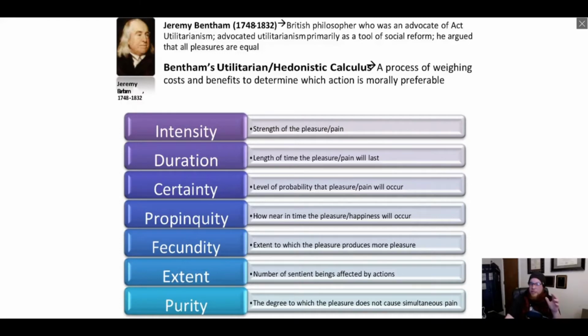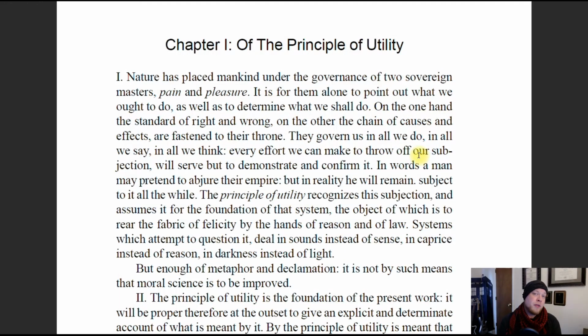like David Hume, Jeremy Bentham is probably the first well-known utilitarian. So what we're going to do is get into a little bit of his book, Principles of Morals and Legislation. Let's start at the beginning. First off, he begins this work by talking about what he calls the principle of utility, where utilitarianism gets its name. He says this: nature has placed mankind under the governance of two sovereign masters, pain and pleasure.